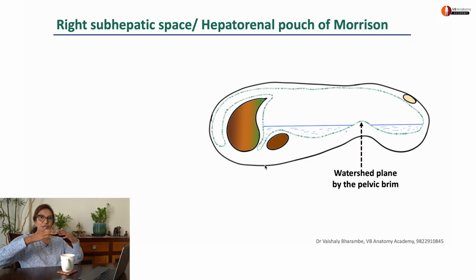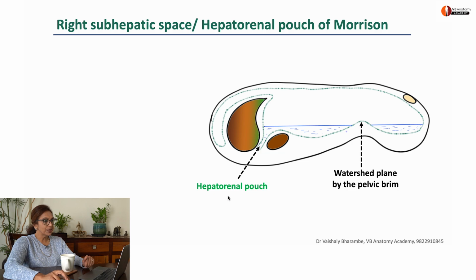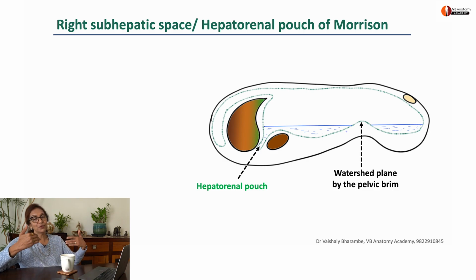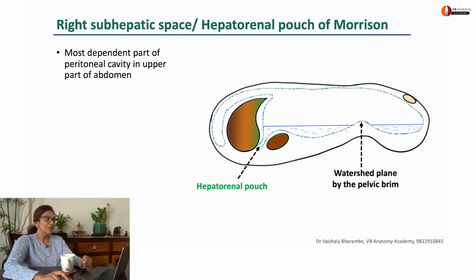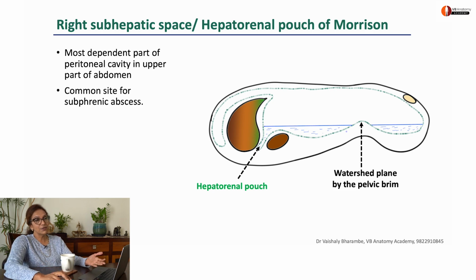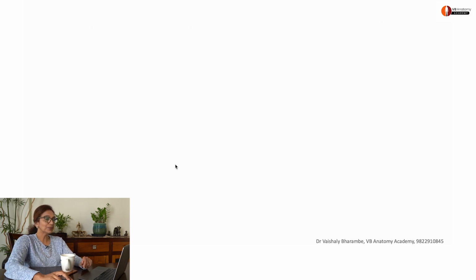Here you're seeing a horizontal person lying down and you can see the liver and the kidney and you can see a little pouch of peritoneum here which is called hepatorenal pouch of Morrison. What is the significance? Why is it important enough for me to end my class on it? Most dependent part of peritoneal cavity in the upper part of abdomen. It's a very common site for subphrenic abscess. It's asked very often. It is very relevant from these abdominal surgeries point of view, especially that of liver.